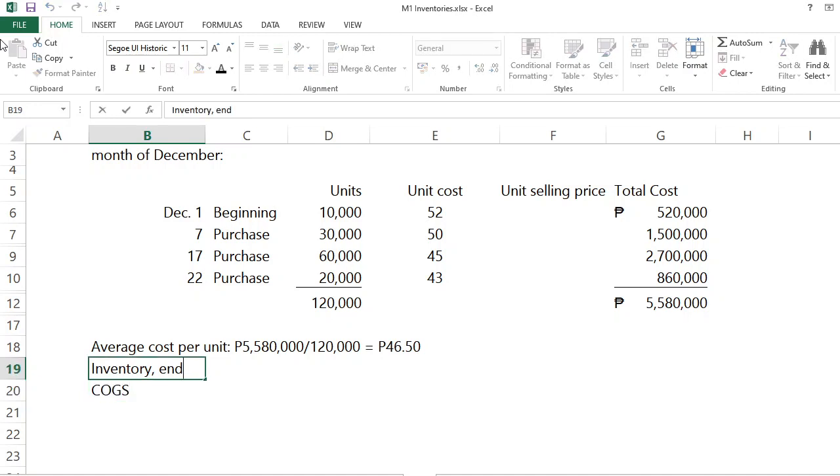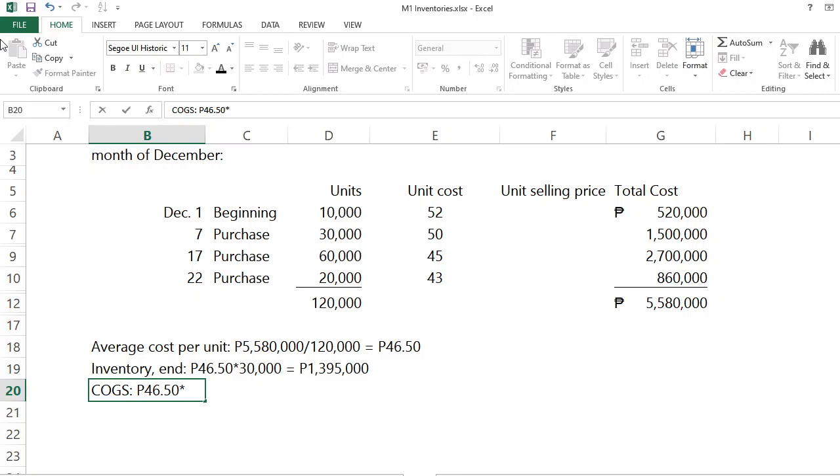So, inventory end, we have 46.5 times pila ganitong nabilin. Diba? Ato man itong na-compute ganina, and that was 30,000, right? So, how much? Alright, that's 1,395,000. And your cost of goods sold, however, ganun pa rin, 46.5 times, pila kaya atong nabaligya?